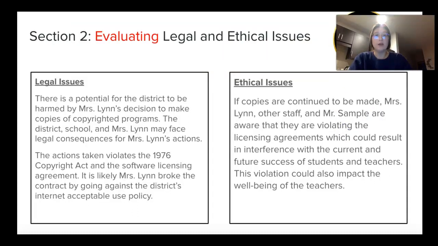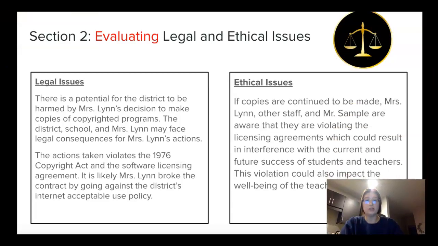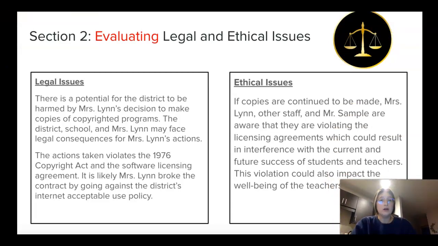So evaluating legal and ethical issues. Some of the legal issues: there's a potential for the district to be harmed by Mrs. Lynn's decision to make copies of copyrighted programs. The district, school, and Mrs. Lynn may face legal consequences for Mrs. Lynn's actions. The actions taken violate the 1976 Copyright Act and the Software Licensing Agreement. It is likely Mrs. Lynn broke the contract by going against the district Internet Acceptable Use Policy.